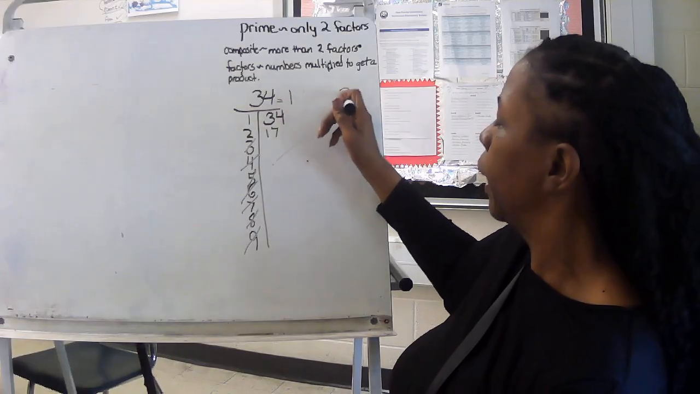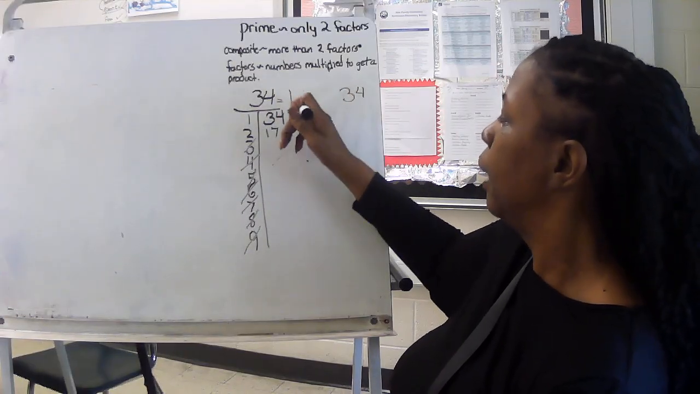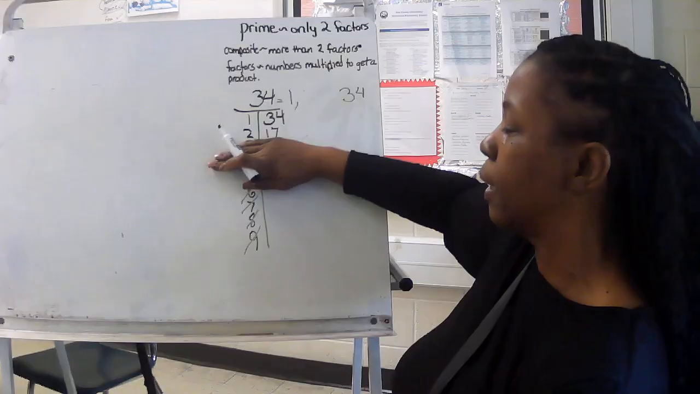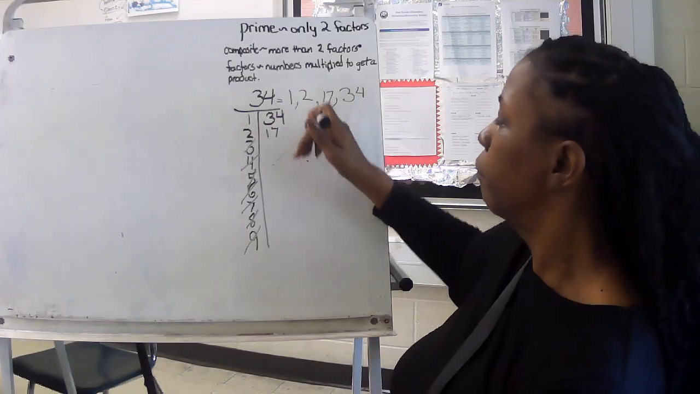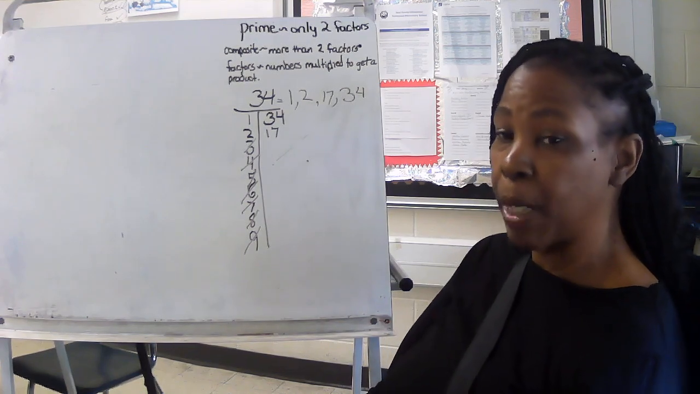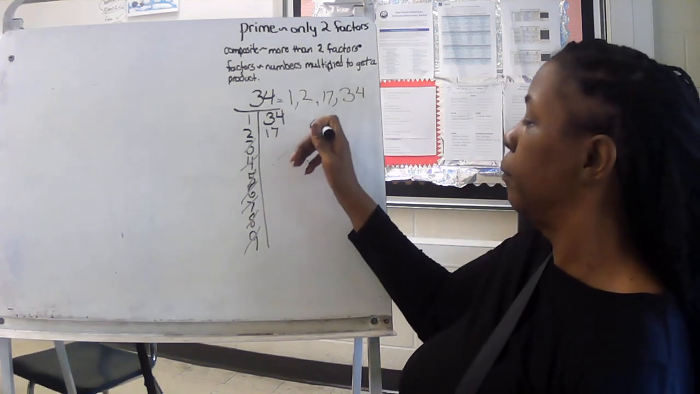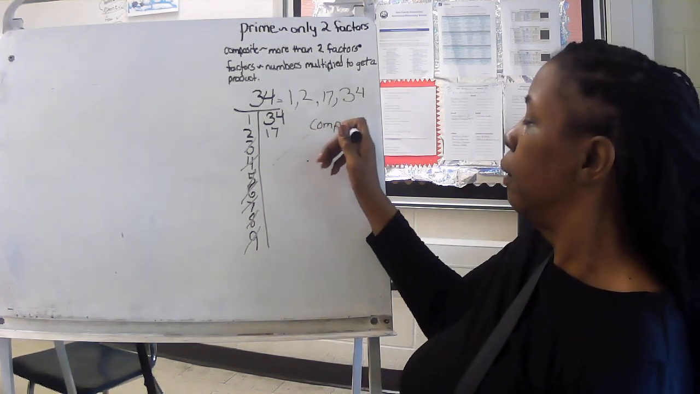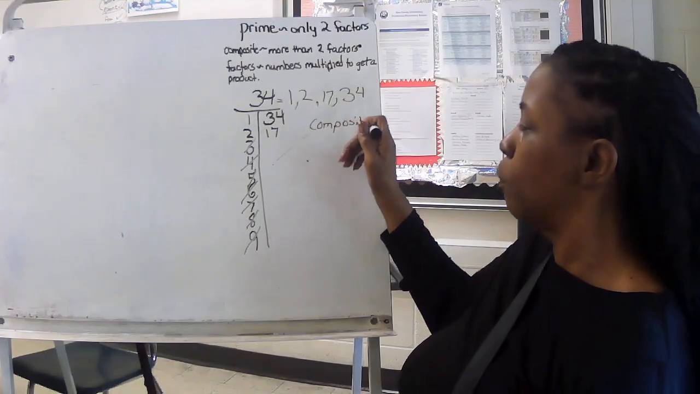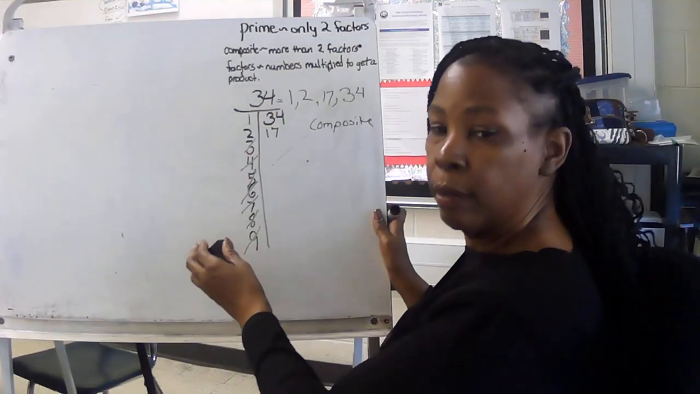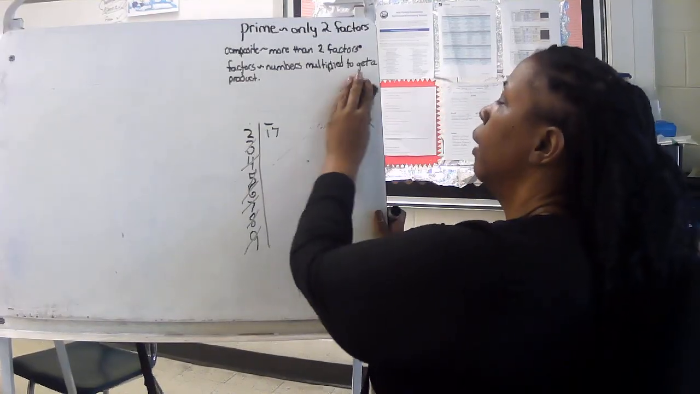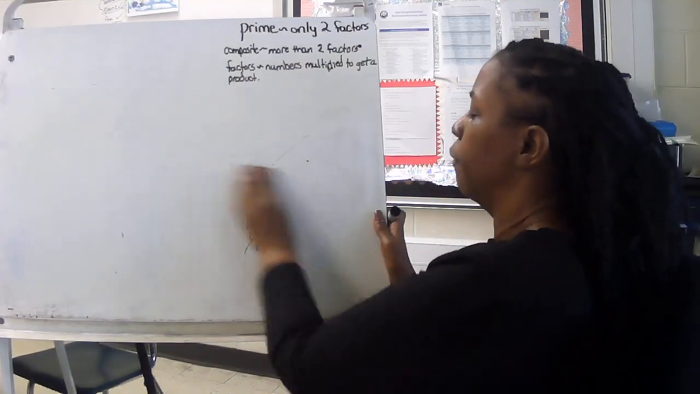1 and 34, beginning and end. That's how I tell them to do it. And then we're going to do what? 2 and 17. 2 and 17. And there we go. Is it prime or composite? It is composite because it has more than 2 factors. It has 4. Okay? So that's what we're working with, prime and composite with our factors.